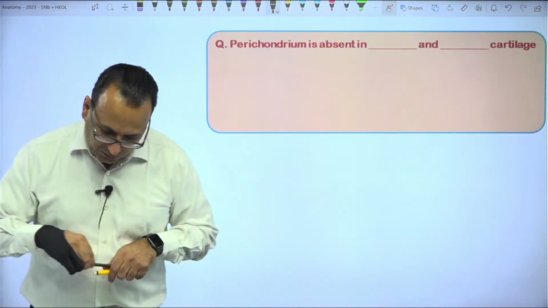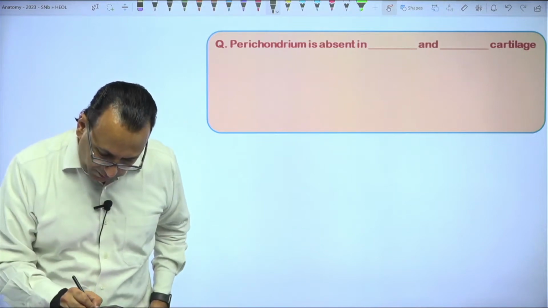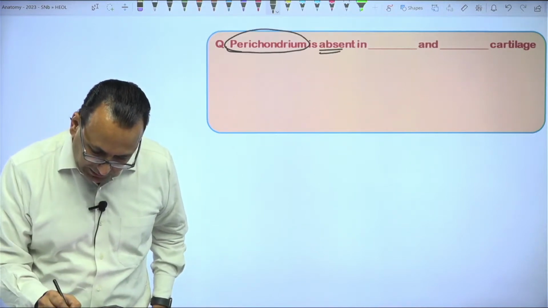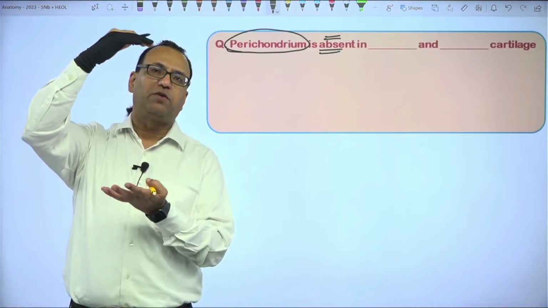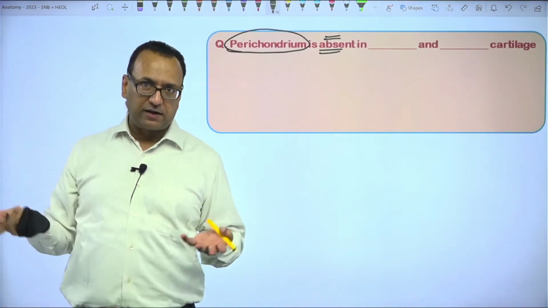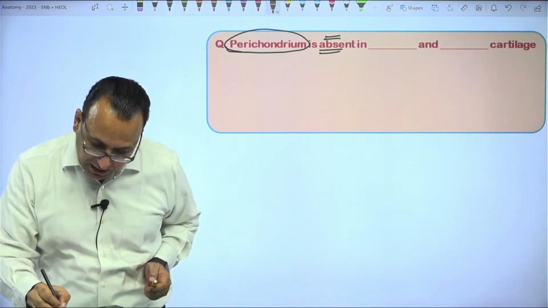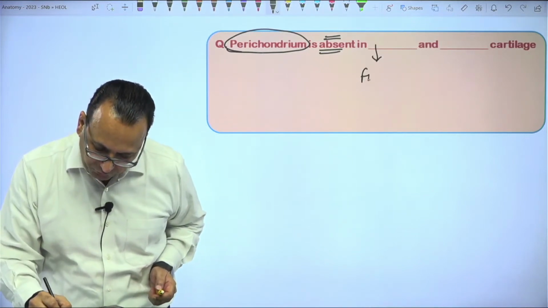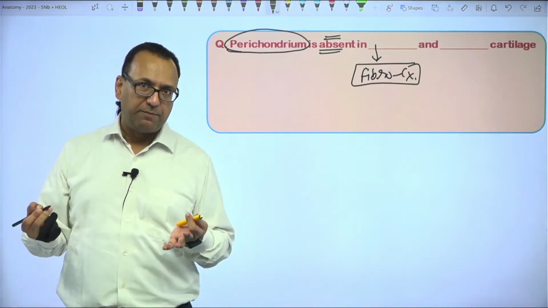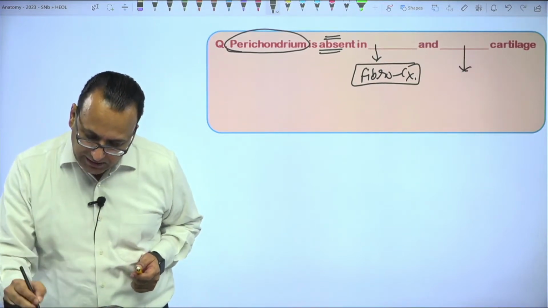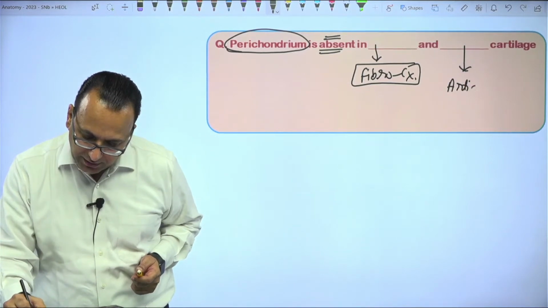So this is one question which is asking us about where perichondrium is absent. See, normally perichondrium, peri means outside, is a kind of capsule of the cartilage and should be present around the cartilage, but it is absent in, number one, as you mentioned, fibrocartilage. Fibrocartilage does not have the perichondrium. Number two, it is the articular cartilage.